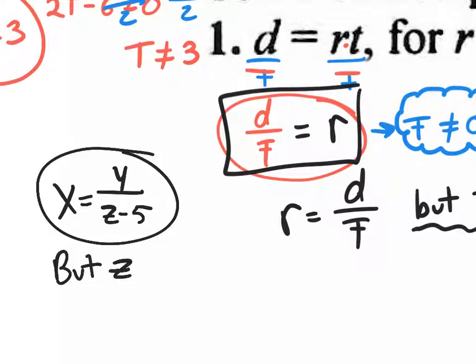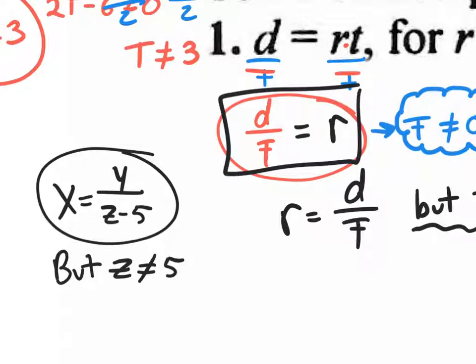But z cannot be what? Would 0 make this whole thing 0? 0 minus 5? Yeah, z cannot be 5. Because if you have a 5 right here, 5 minus 5 is 0, and that would make it undefined. So you have to say, but z cannot be 5. Okay, so whatever answer you get, you have to throw in that extra "but," if necessary.